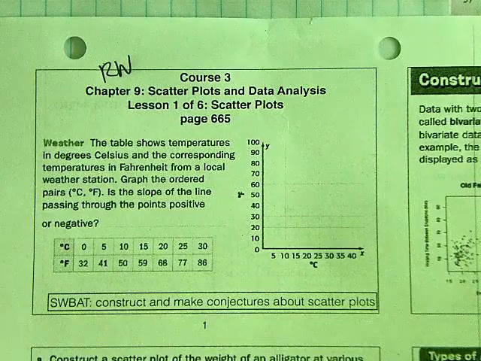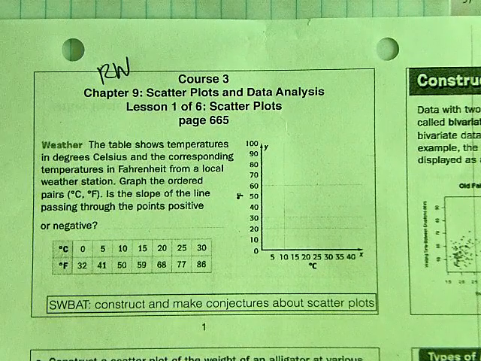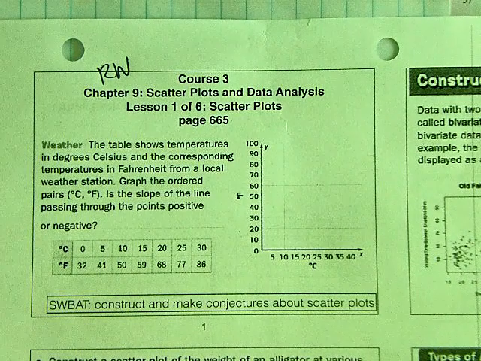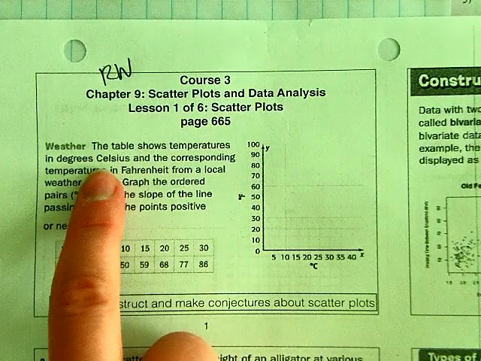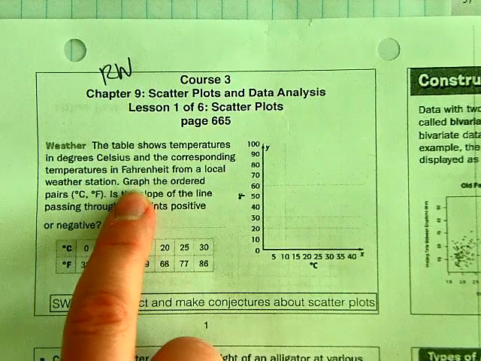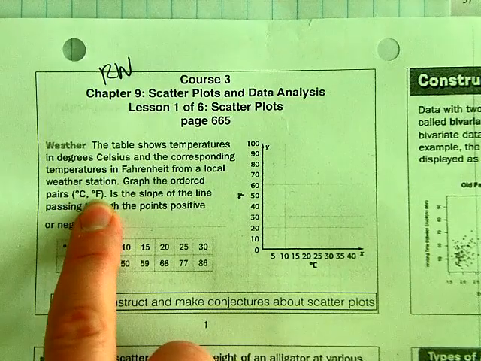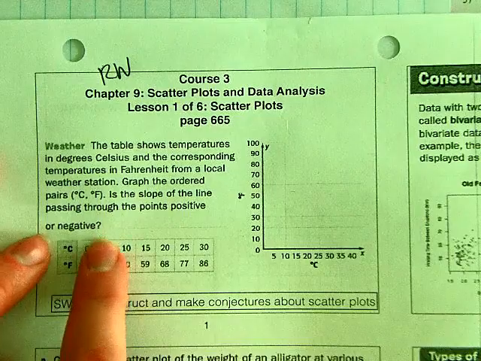Okay, so this chapter is called Scatter Plots and Data Analysis. So really we're just working with data in this chapter. This first one is called Scatter Plots, so scatter all over. The table shows temperatures in degrees Celsius and the corresponding temperatures in Fahrenheit from a local weather station. Graph the ordered pairs, Celsius going first, then Fahrenheit. Is the slope of the line passing through the points positive or negative?